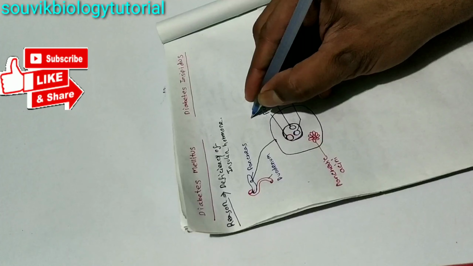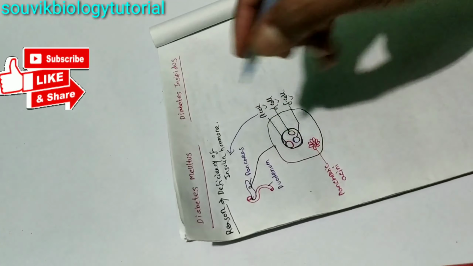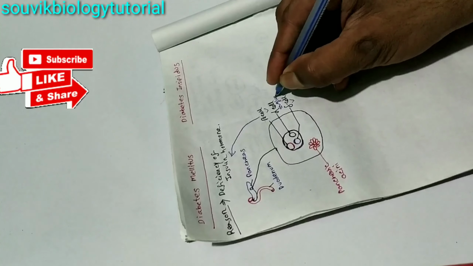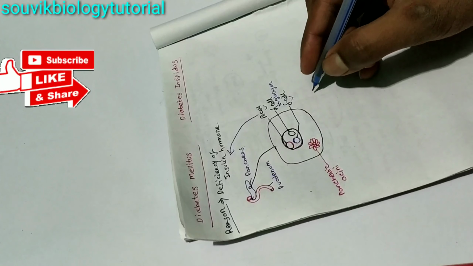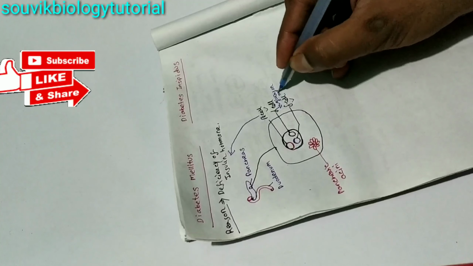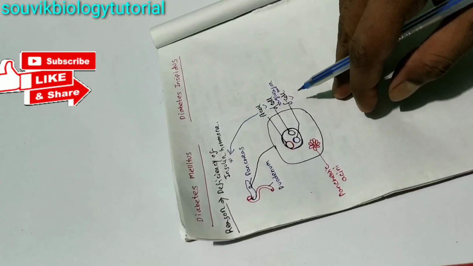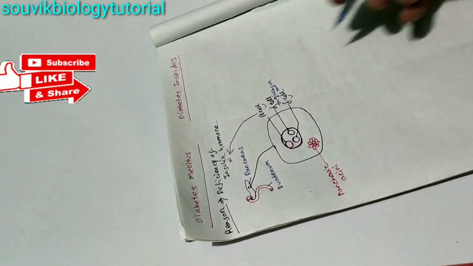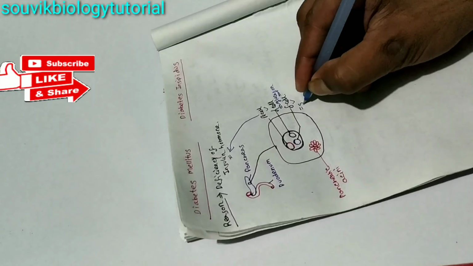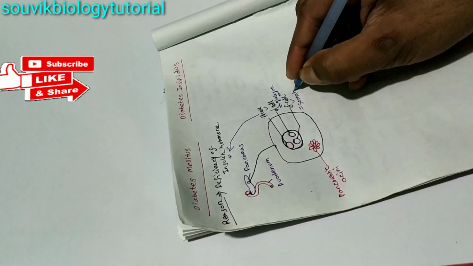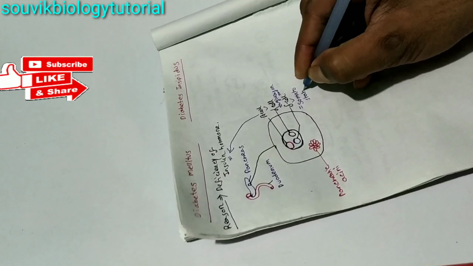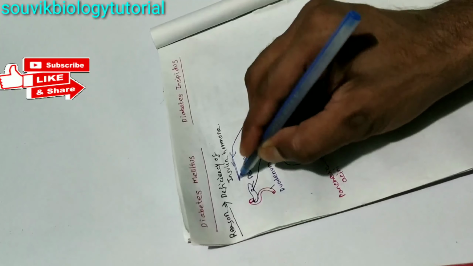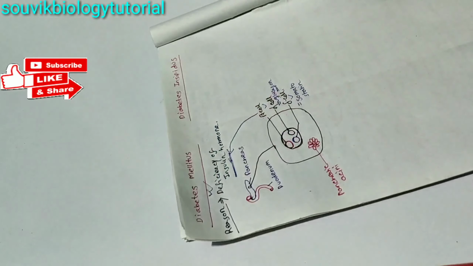From beta cells, the insulin hormone is released. From alpha cells, glucagon, another kind of hormone, is released. This glucagon and insulin have a vital role in our body for regulating blood glucose level. And from delta cells, somatostatin, another kind of hormone, is released. Okay. And due to deficiency of insulin hormone, this diabetes mellitus occurs.